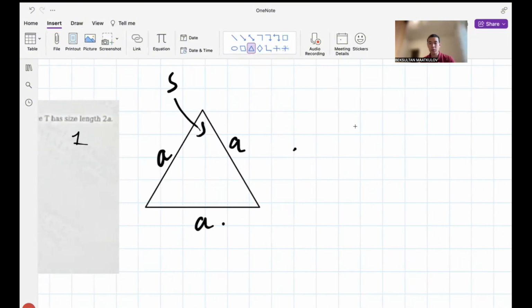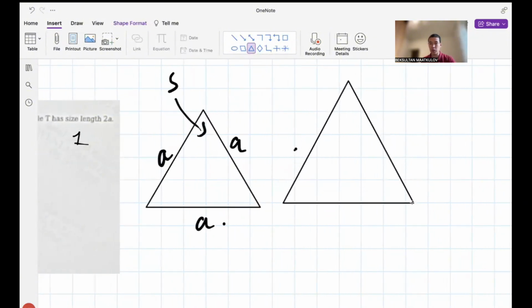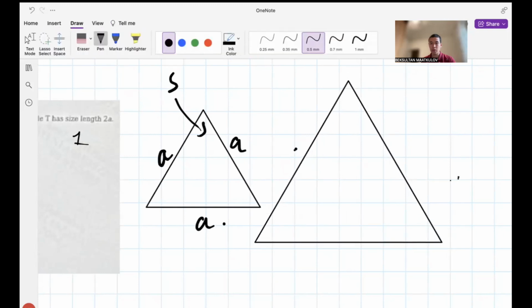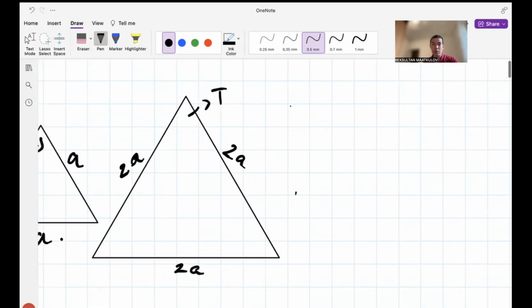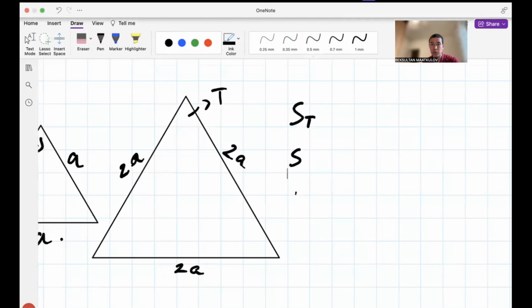the second triangle. The second triangle is a bigger triangle. It is also an equilateral triangle, but the sides are 2A. So basically the sides are 2 times more. This is our triangle T. And what you are looking for is to find the ratio of the area of S and T. So let me write, you have to find the area of triangle T, and the area of triangle S, and compare their areas.